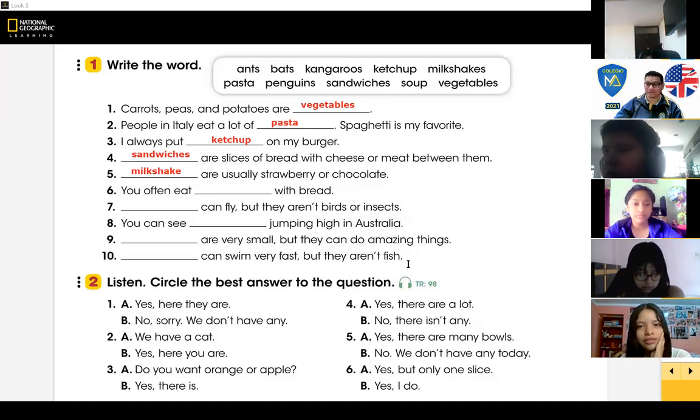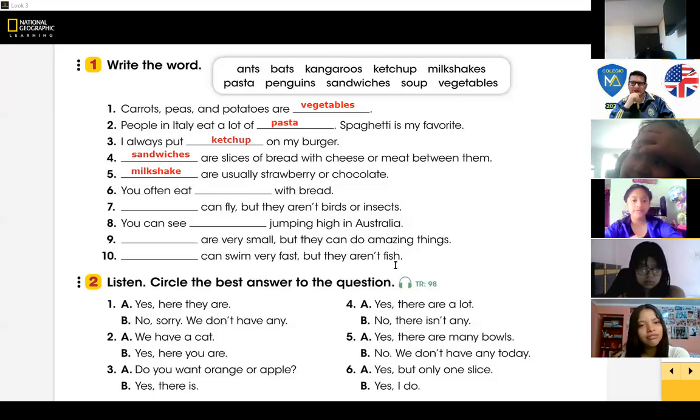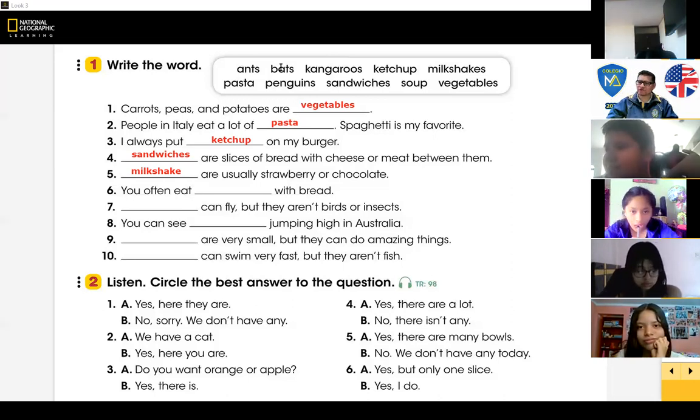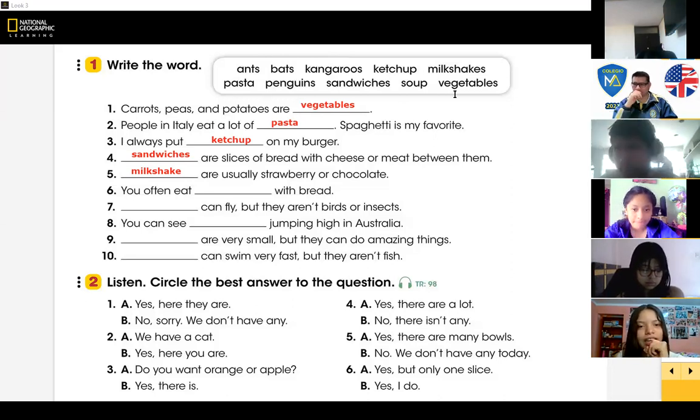Now, you often eat with bread. Hands? My God. It is with bread. You often eat. Soup. Vegetables. With bread. Let me check. 1, 2, 3, 4, 5, 6, 7, 8, 9, 10. There are 10. Okay, we're going to skip this. We're going to write at the end, yeah?